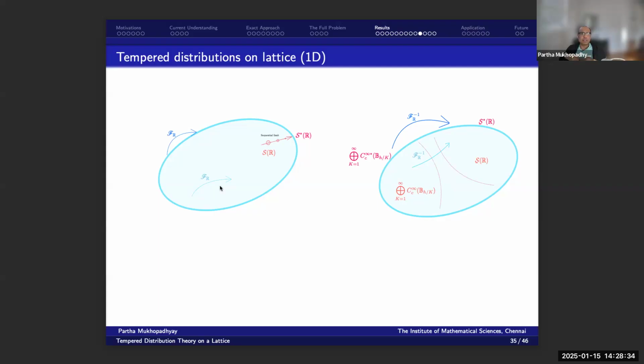It is referring to R. R can be either position space or momentum space. So the bump functions are sitting here. The position space Schwartz functions are also sitting here. So this is the picture.